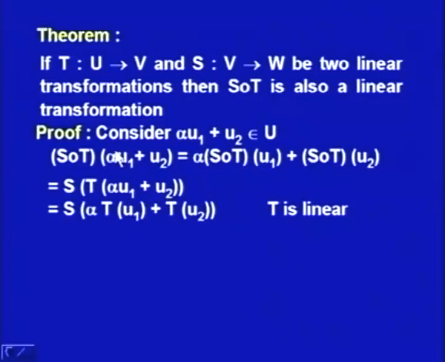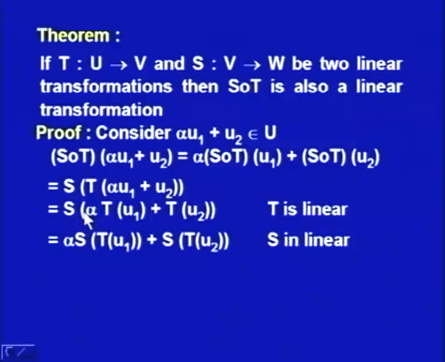We start with the left hand side. S composite T means S of T of alpha u1 plus u2. So, we first operate this transformation T on this element, and since T happens to be a linear transformation, T of alpha u1 plus u2 in the next step will become alpha T u1 plus T of u2. This is a basic definition of the linear transformation, and then this will become alpha S of T u1 plus S of T u2, because S is also a linear transformation.